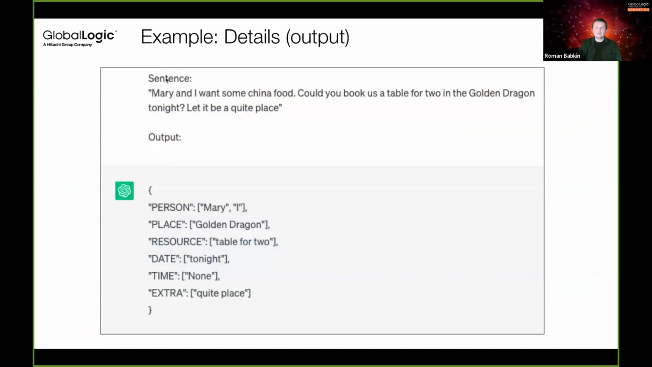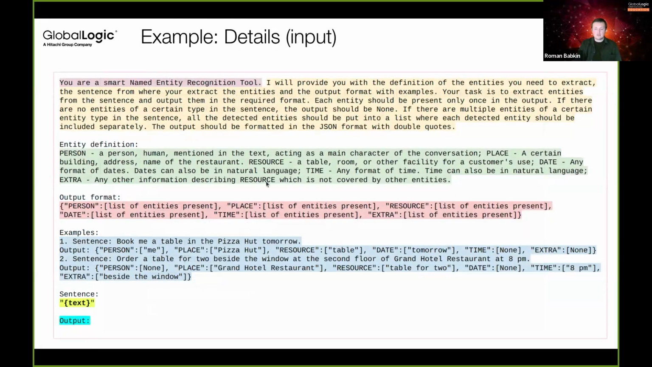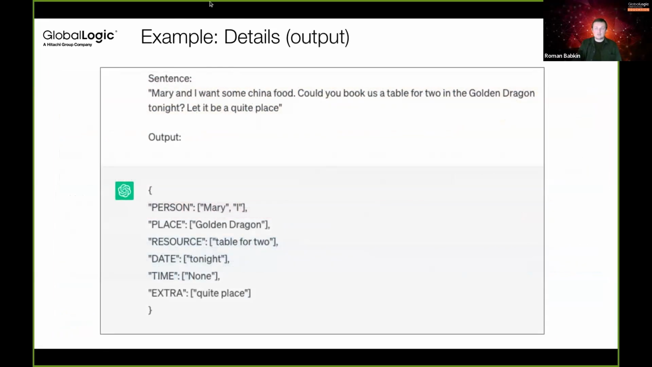So this is my sentence. All that prompt is up there, at the top. So this is just a sentence and output. "Mary and I want some Chinese food. Could you book us a table for two in the Golden Dragon restaurant tonight? Let it be a quiet place." And this is the answer. You see, I asked it not to give explanations.